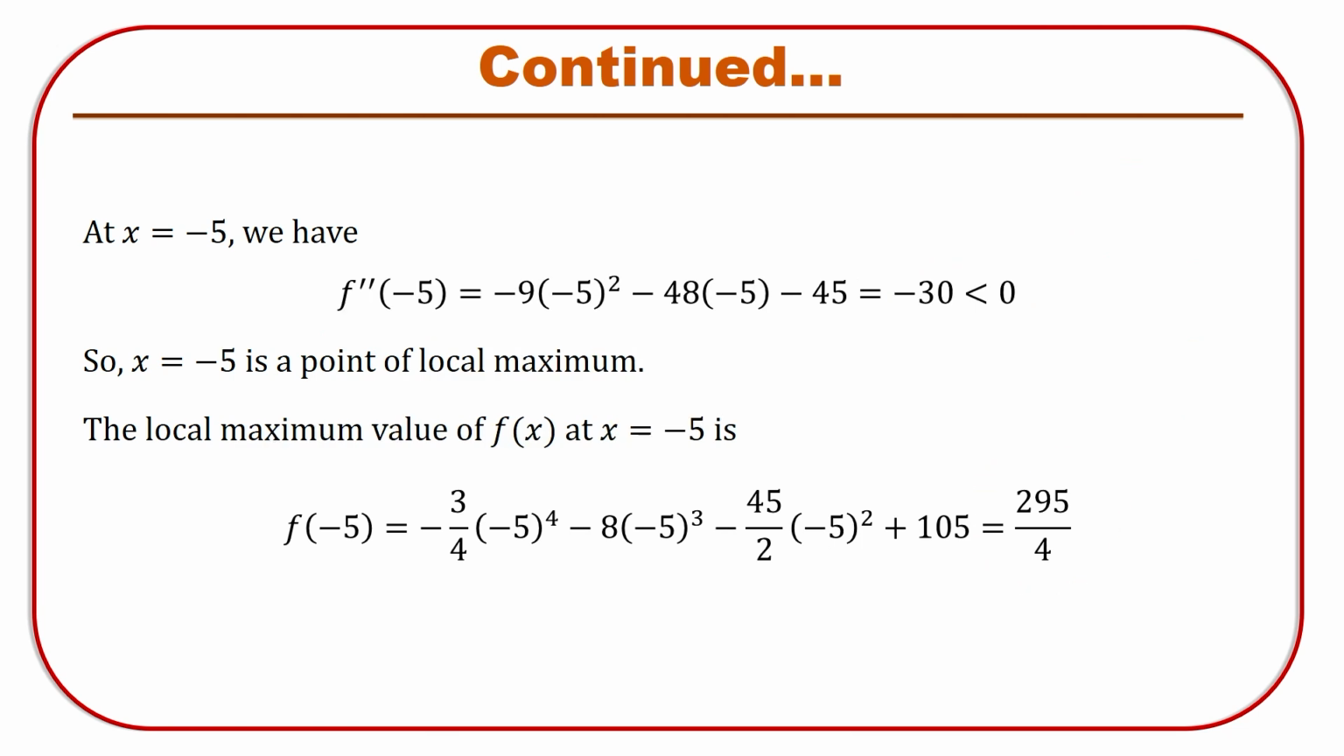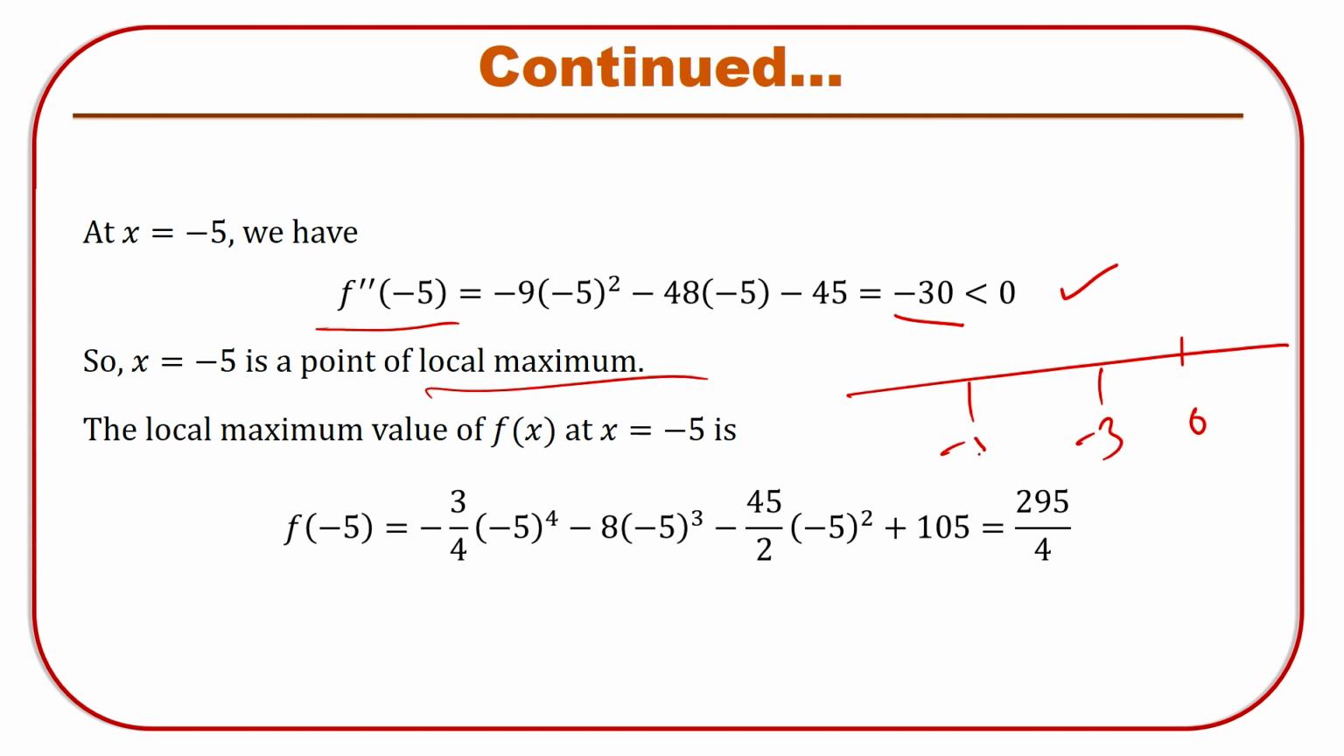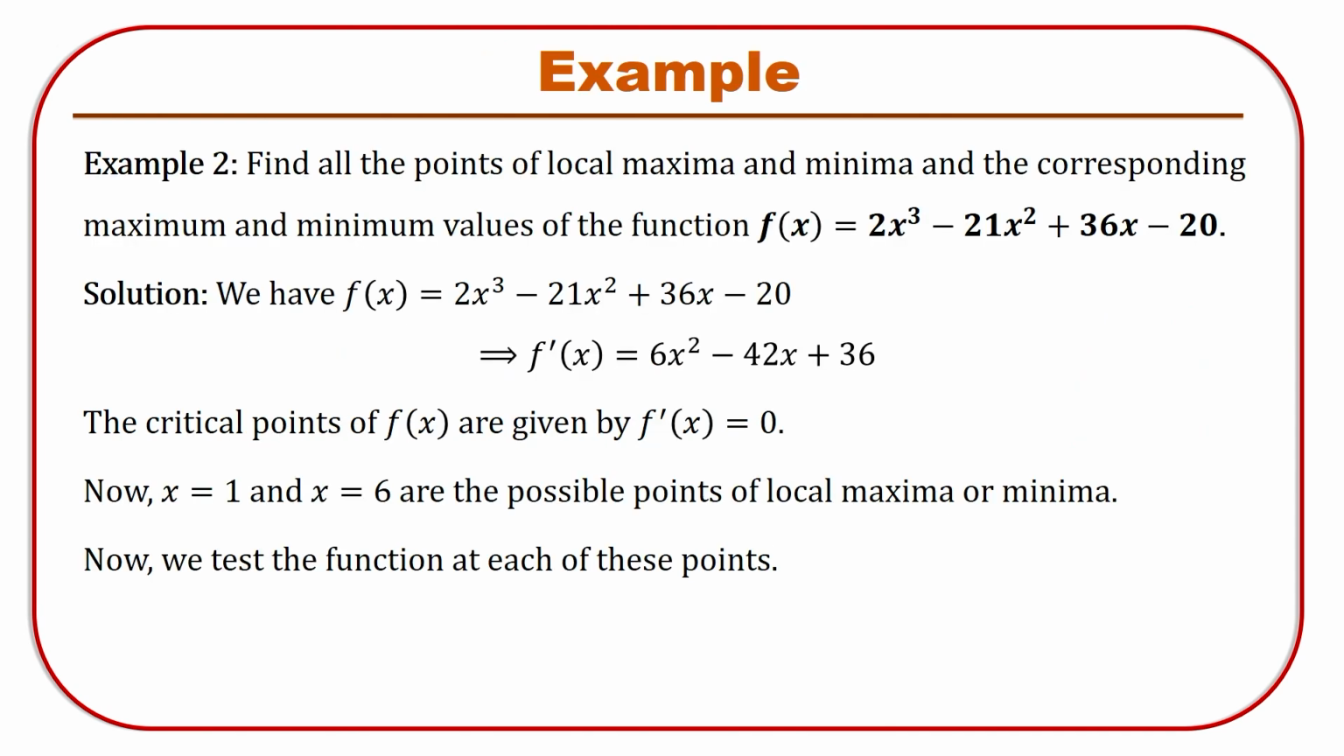Similarly, test for minus 5. So, f double dash of minus 5 is minus 30, which is less than 0. So, this will become a local maximum. So, you have 0, minus 3 and minus 5. Here is the maximum value, here is the minimum value, and here is the maximum value, right. So, that is your answer.